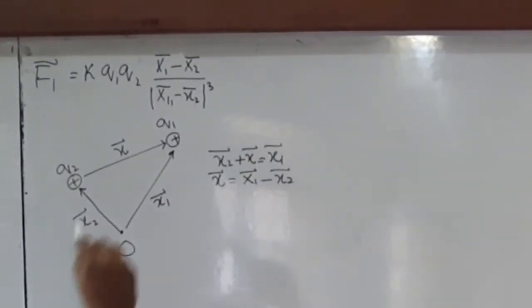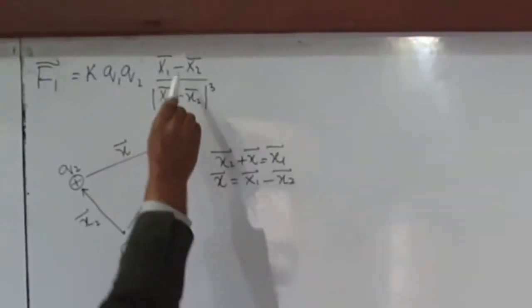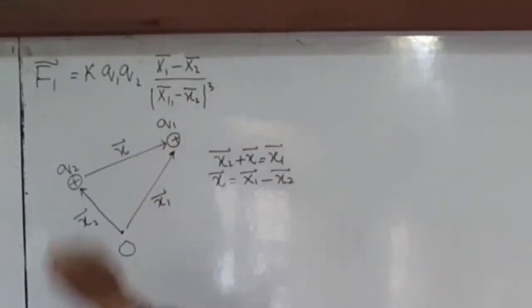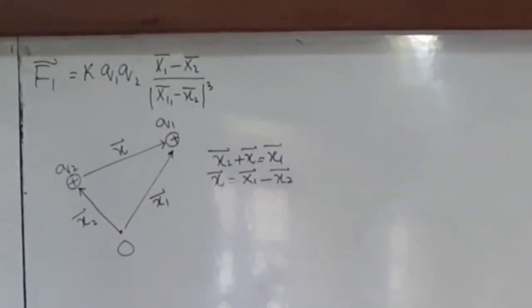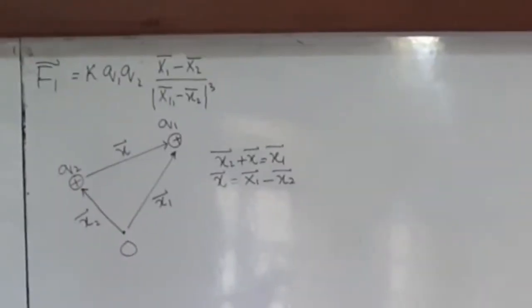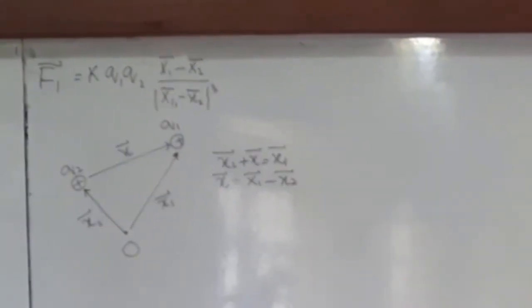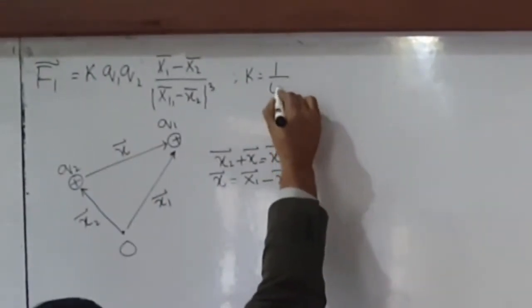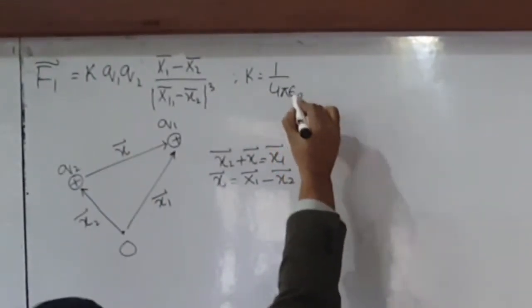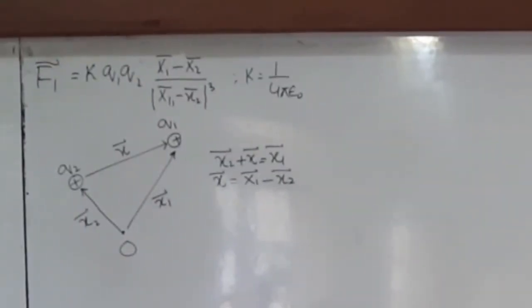So it is the distance between the two charges, and if I write it in unit vector form, then I will have to write r squared there. Now, what was actually this k? K was equal to 1 over 4 pi epsilon naught, where epsilon naught was the permittivity of free space.